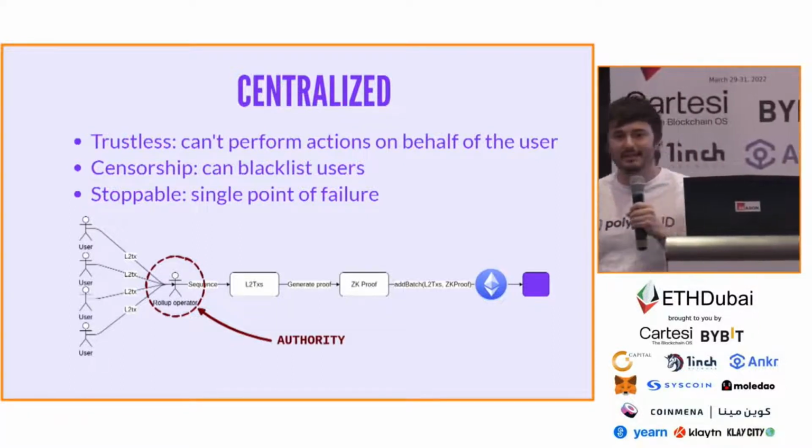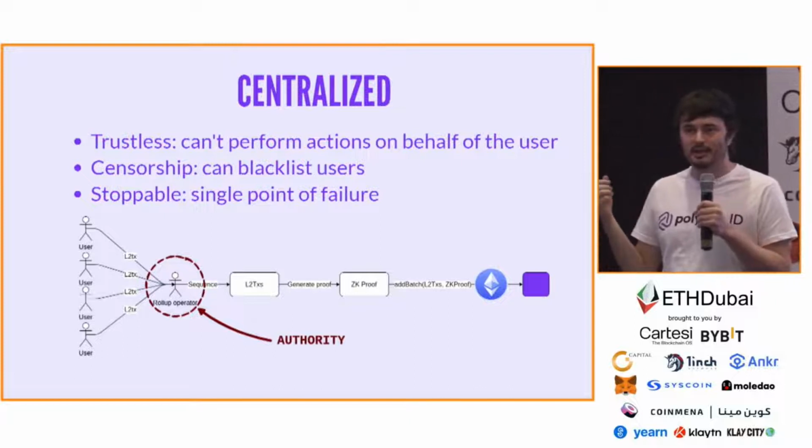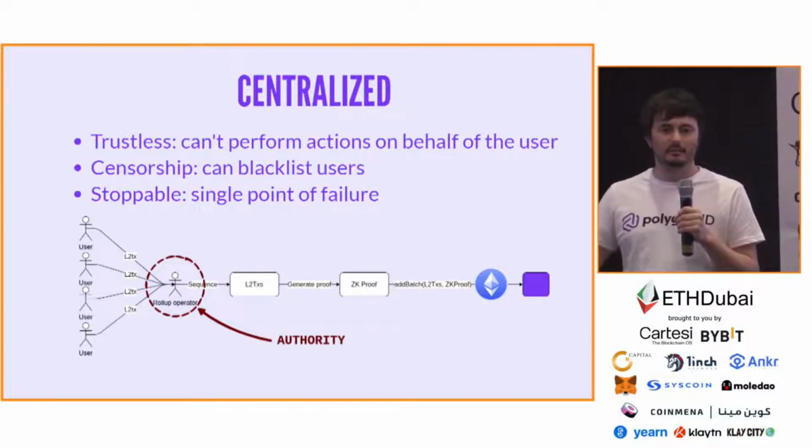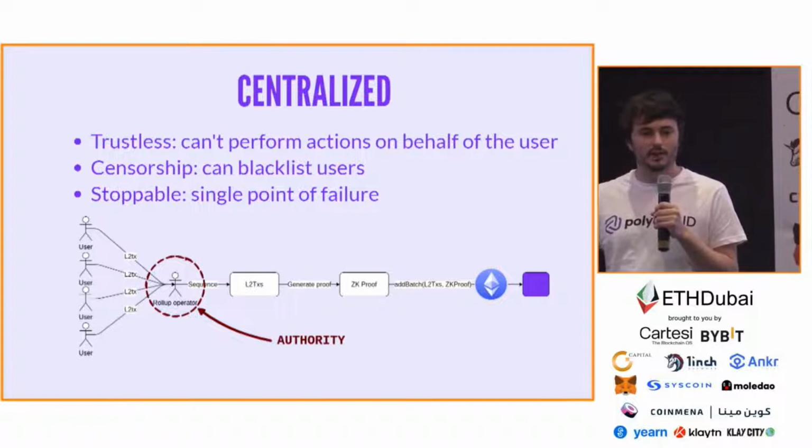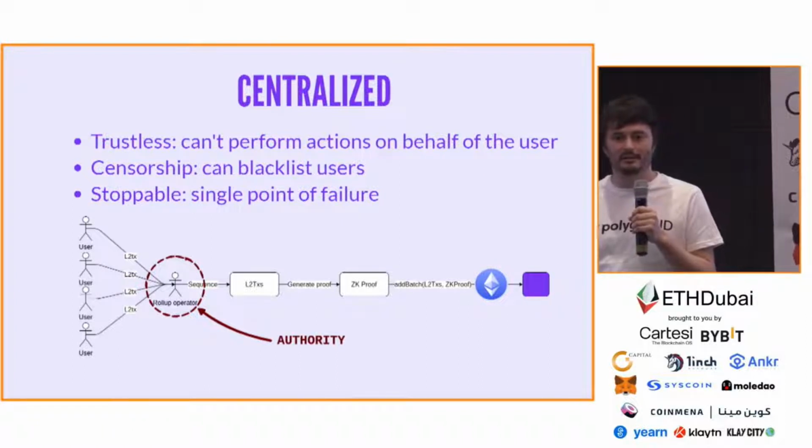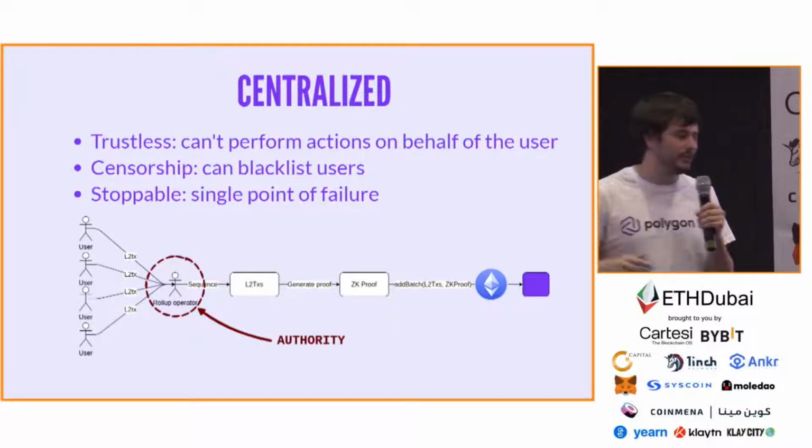Still, the cool thing about zero-knowledge proofs is that they make the whole thing trustless, because it verifies the signatures and so on, which means this operator cannot perform any action on behalf of the user. However, there are definitely some censorship vectors here, and the network could be stopped if this operator falls down.